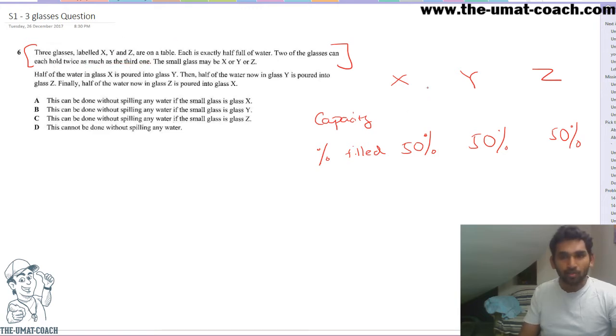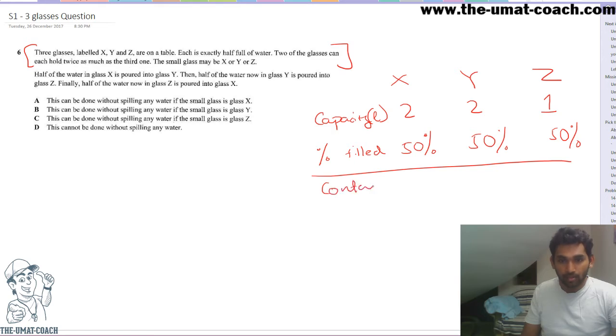So in this kind of situation, what we want to do is assume that X and Y are the two which can hold twice. So say this capacity was in liters, I'll just go with a random 2 liters, 2 liters, and 1 liter to just make things easier. Okay. So next category is content. How much is actually in there? So we have 1 liter, 1, and 0.5.